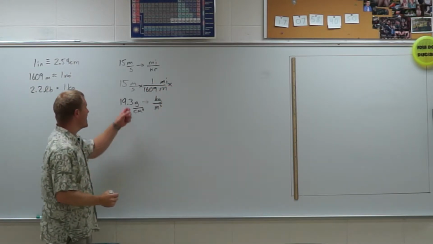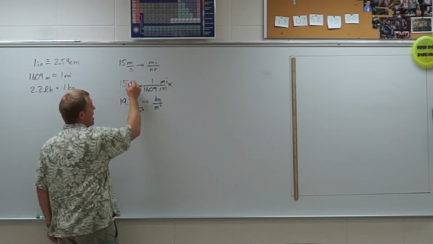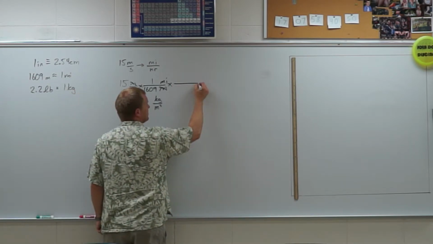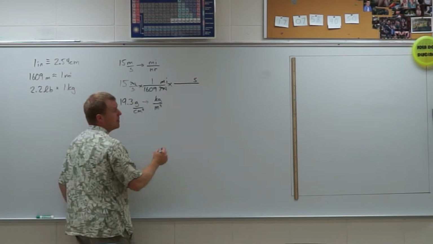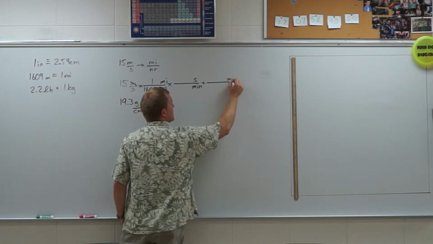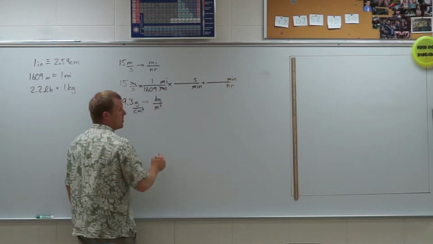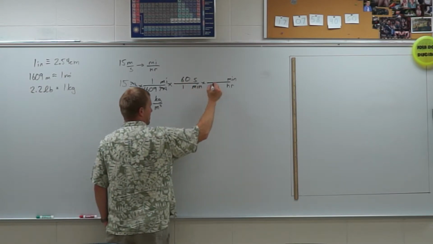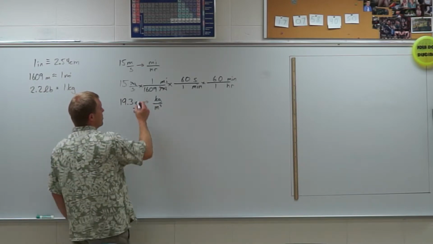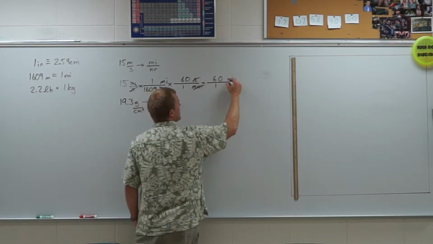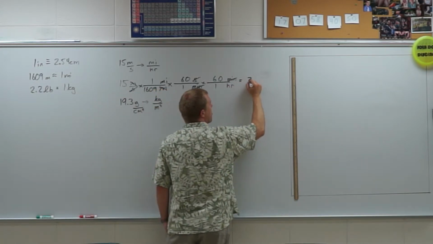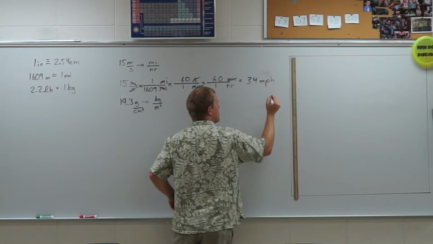Now the next step is I got to get from seconds to hours. Now you'll notice seconds is on the bottom. So in order to get rid of it, I need to move it to the top. And so then I can go to minutes, and then I can go from minutes to hours. And there's 60 seconds in 1 minute, 60 minutes in 1 hour. And you'll notice then my seconds cancel out, my minutes cancel out, and I'll be left with miles per hour. So I do this calculation, and I get 34 miles per hour.